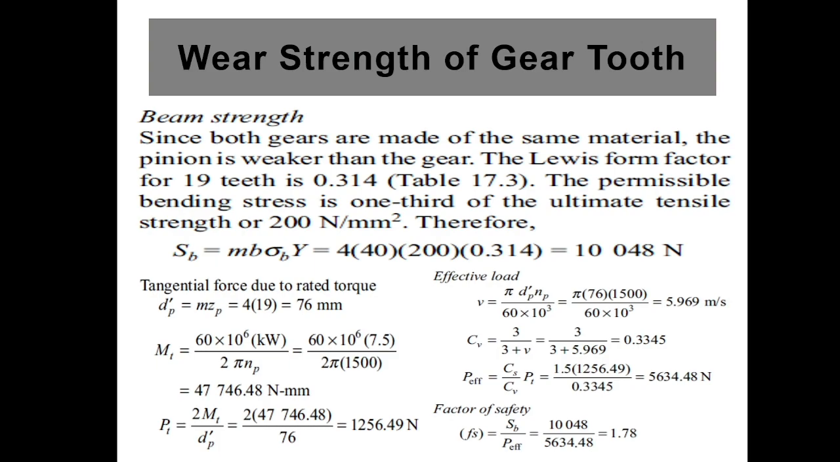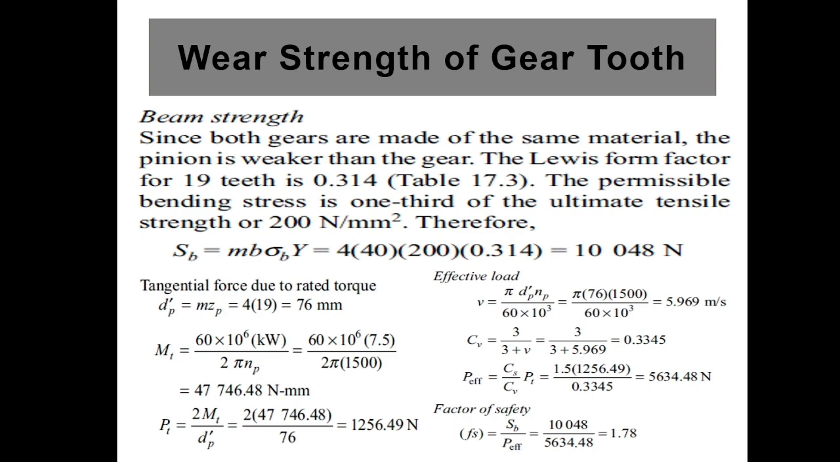Now we know that pt is equal to 2 mt divided by d dash p. Now we calculate the pt, that is the tangential force on the gear tooth of the pinion, which is 1256.49 newtons. So this is our pt.